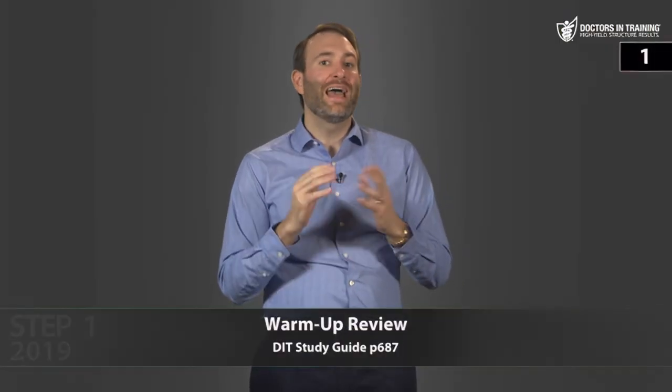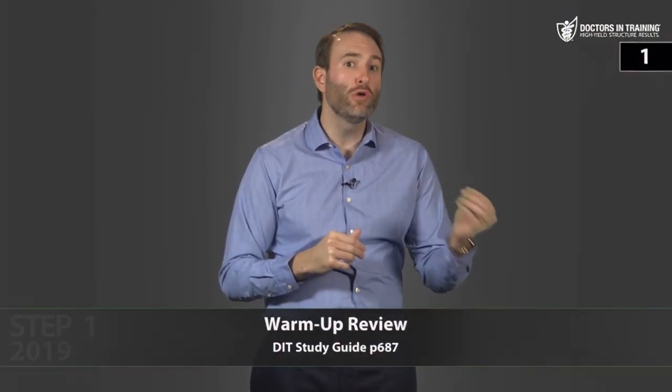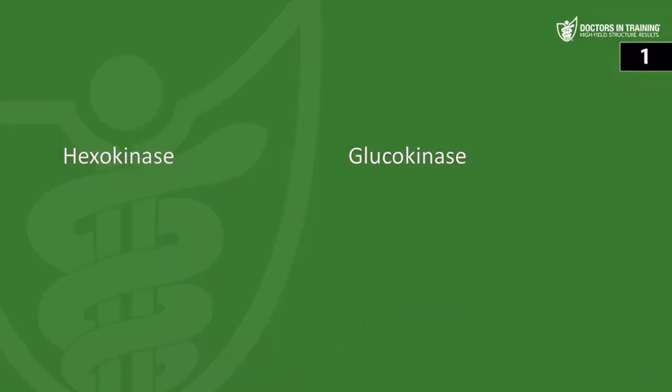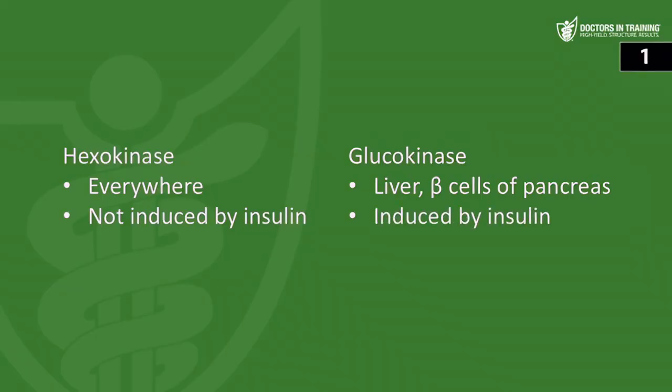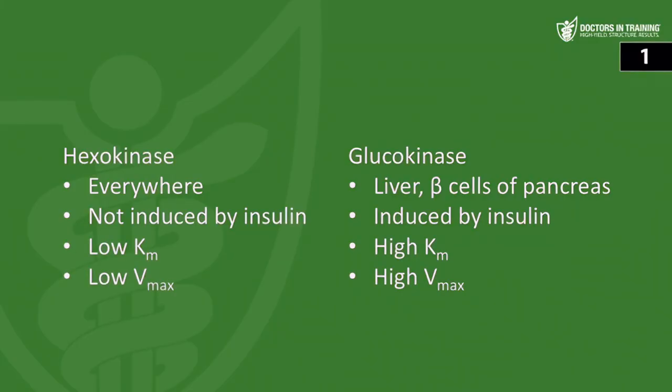It's time for another warm-up review. Let's get going. How does hexokinase differ from glucokinase? Well, first of all, the location is different. Hexokinase is found everywhere, while glucokinase is only found in the liver and the beta cells of the pancreas. Now, insulin does not induce hexokinase, but it does induce glucokinase. And then hexokinase has a low Km and a low Vmax, but glucokinase is just the opposite. It has a high Km, a high Vmax.